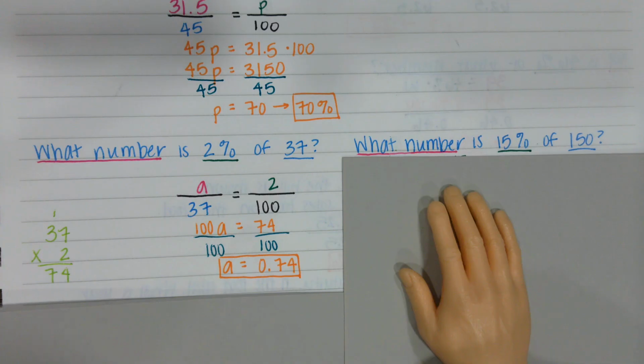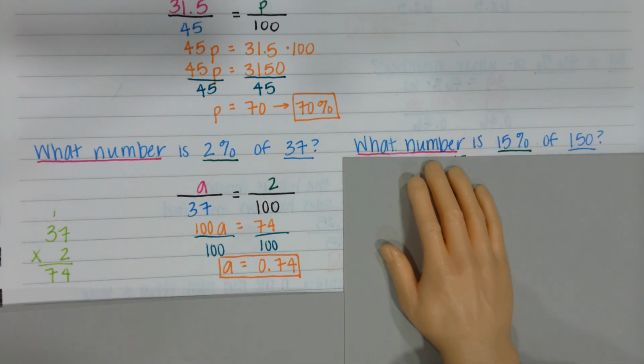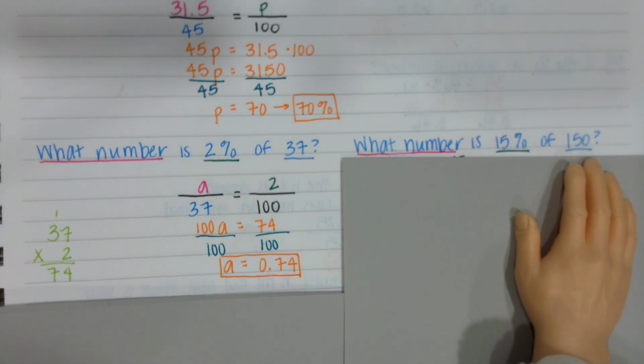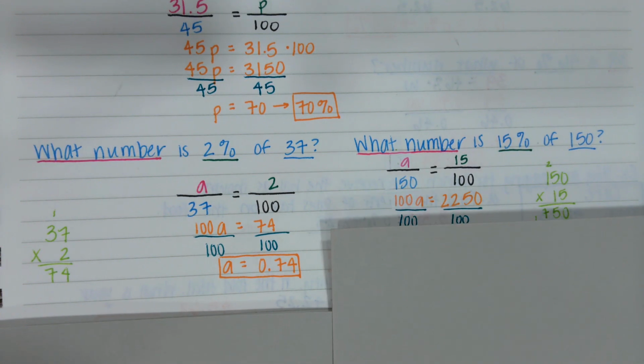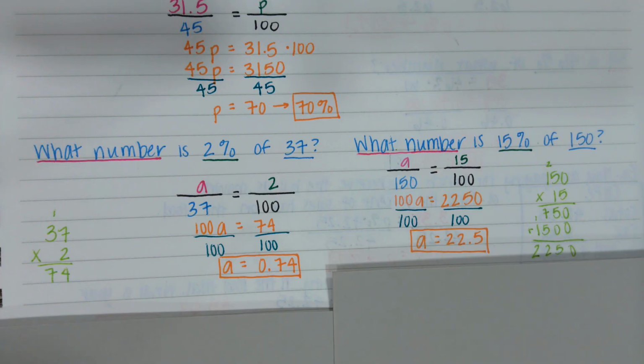If we have what number is 15% of 150, that's saying we don't know the part, we do know the percent, and we do know the whole. So plug those in, cross multiply, and solve for A.